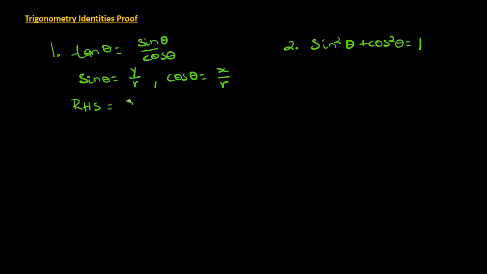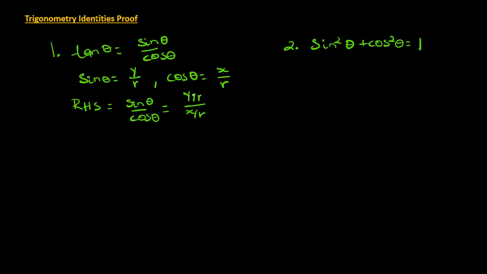Sine theta divided by cos theta, and this is equal to, well, we have sine as y over r, so we can place y over r on top, and we divide this by cos theta, which is x over r. Small case will do. So that's just r there.